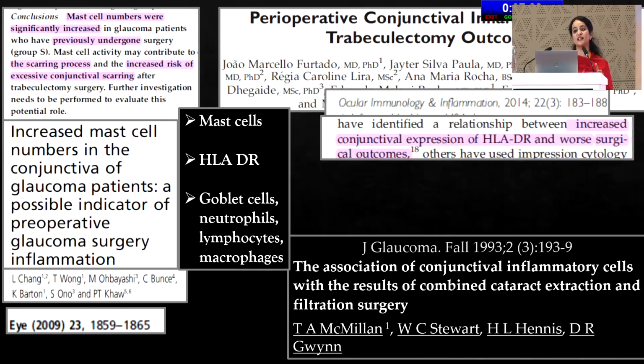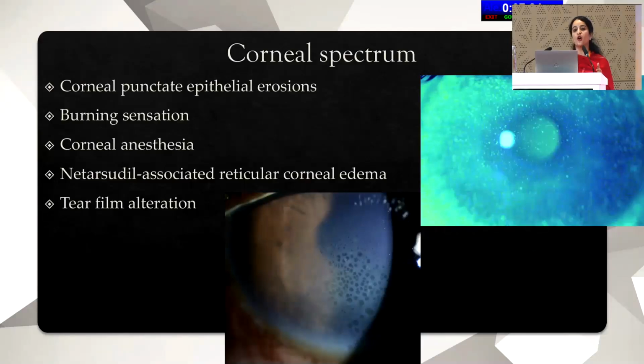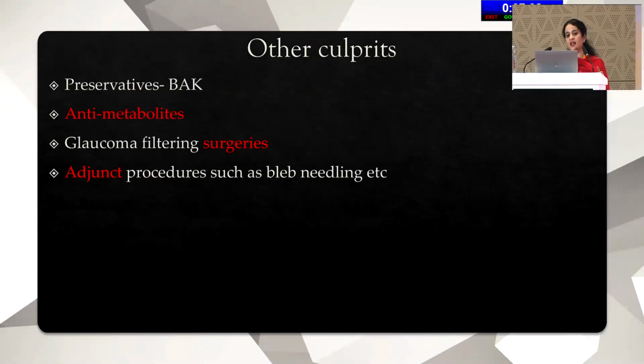As we said, almost 80% of the patients on glaucoma treatment already had it. On the corneal spectrum, we saw corneal punctate epithelial erosions. We saw patients with burning sensations, anesthesia, and as we know, netarsudil-associated reticular corneal edema has been well talked about, and tear film alterations as well, also meibography showing dropout areas.